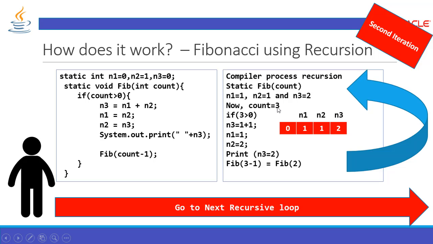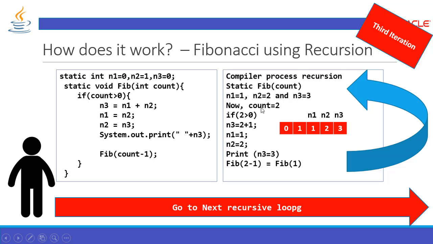The count equals 3. Now the condition is still true. So n3 equals n1 plus n2, which is 1 plus 1. This is 2. So n1 is 1, n2 is 2, and n3 is 2. Now 3 minus 1, count is equal to 2. Now let's take a look at the next iteration.